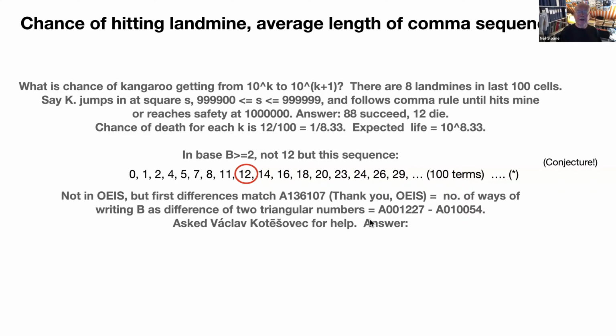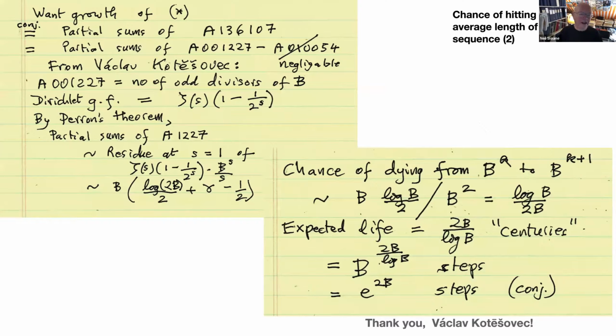And I asked Vaclav Kotesovec, who is one of our editors-in-chief, who happens to be very good at finding asymptotic expansions. I asked him, could he work out the asymptotic expansion of the partial sums of this sequence? And he said, yes, it's not that difficult. You just use Perron's theorem. And so here's what he did.